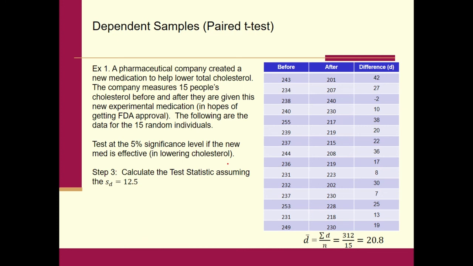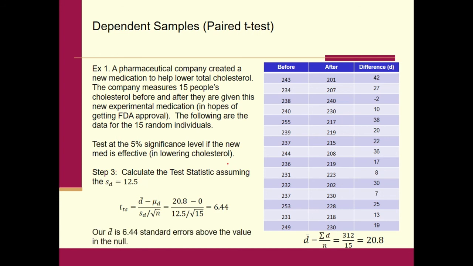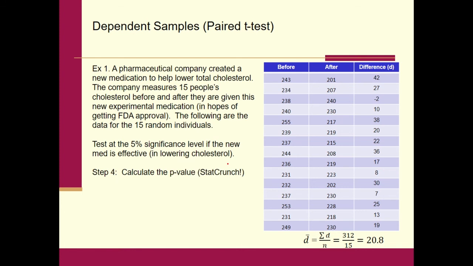Calculate the test stat, assuming the standard deviation of the d's is 12.5. So I put that into the formula, and we come out with a whopping 6.44. Very large test stat in terms of the t. So our d bar is 6.44 standard errors above the value in the null. That's fairly significant, right? And so what's next? We've got to calculate our p-value. We've got to go to StatCrunch for that guy, right?